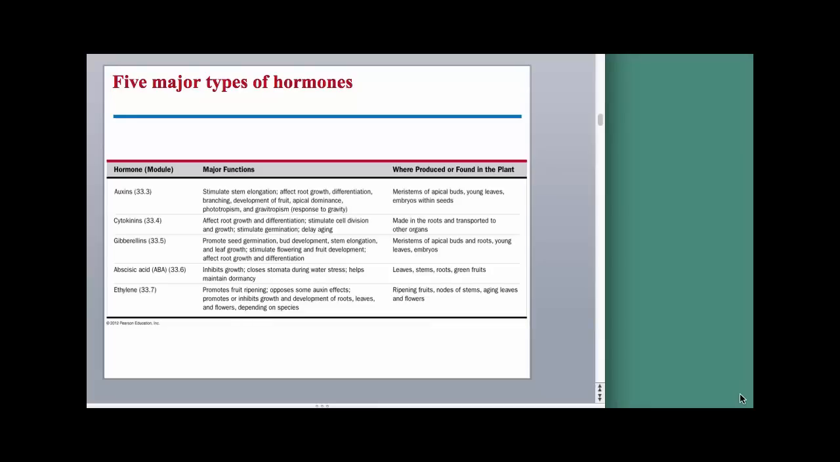We've discussed very briefly 5 major different types of hormones. They're given to you here on this figure in case you need to refer to spellings. Our first focus today will be on auxins.